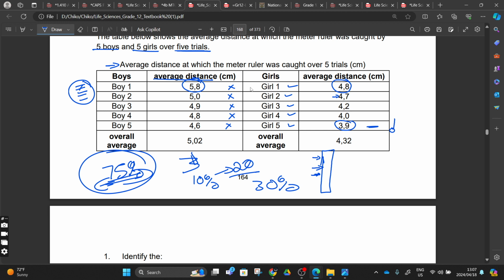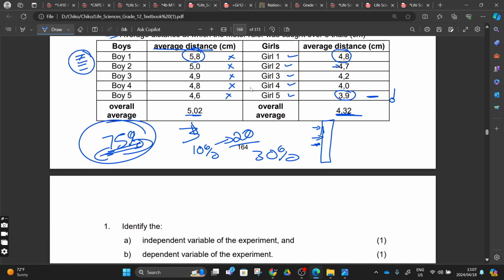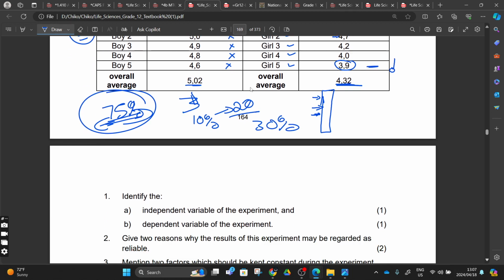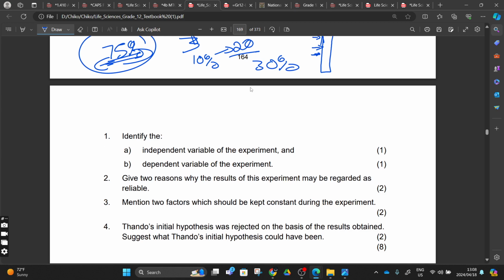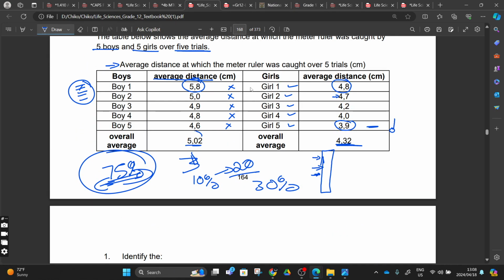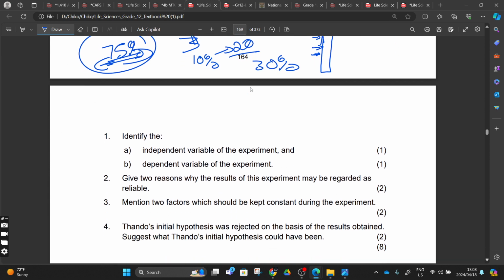We have the average between the boys and the girls. The girls were the fastest compared to the boys. So that was our investigation. When someone does an investigation and gives you the results, you should be able to interpret those results and come up with a conclusion. Our conclusion is that our boys are slower compared to our girls. We can conclude that.